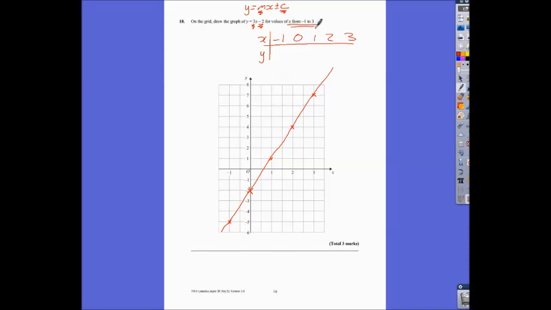Now if you did do it with a table, you would do 3 lots of -1 is -3, take 2 is -5. So -1, -5 was one of the points I'd have plotted. 3 times 0 is 0, take 2 is -2. So 0, -2 was one of the points I plotted. 3 times 1 is 3, take 2 is 1. So 1, 1. 3 times 2 is 6, take 2 is 4. So 2, 4. And 3 times 3 is 9, take 2 is 7. So 3, 7. So you could absolutely do it that way, but I just think it's a little bit easier to do it the other way so we don't get confused with the negative numbers.